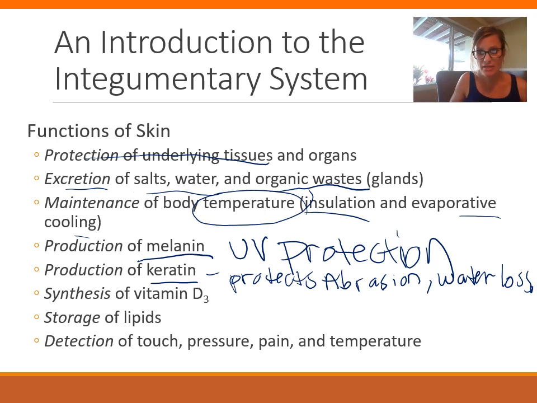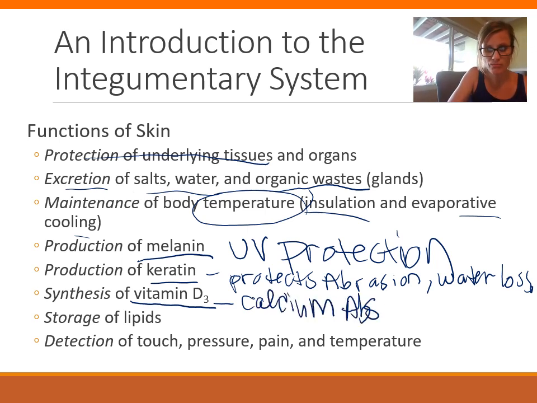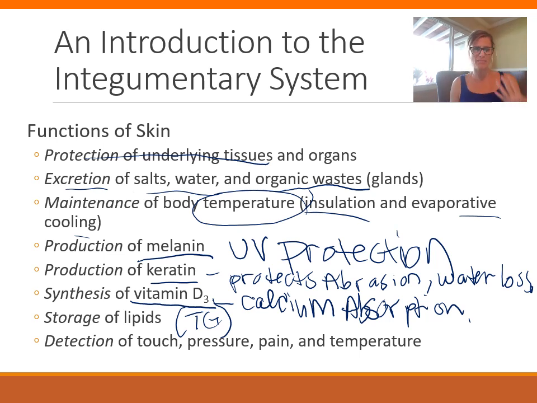The integumentary system is where we produce vitamin D3. We get vitamin D from our diet, so we can eat vitamin D, but we produce vitamin D in the epidermis as well. And vitamin D3 is important for calcium absorption. We store lipids, mostly triglycerides, in the integumentary system, really in the hypodermis.